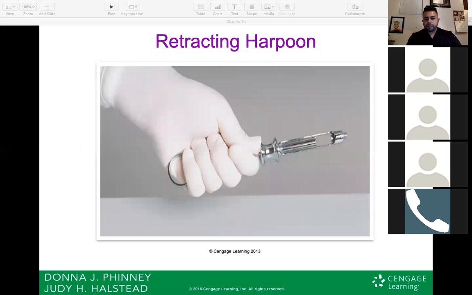So that's that person that's holding onto the syringe. You see that little fat part right above their thumb? That's where you want to hold onto the syringe when you're engaging that harpoon. Don't ever grab the glass part of the cartridge, because that could be dangerous.